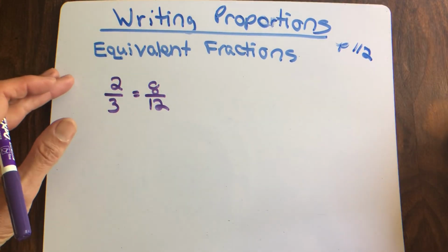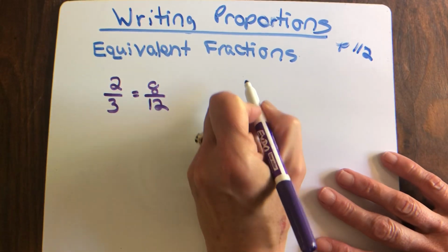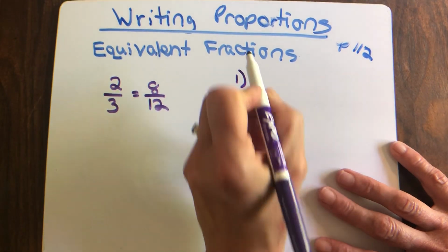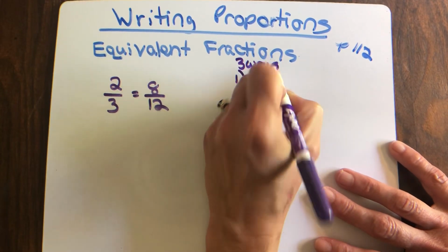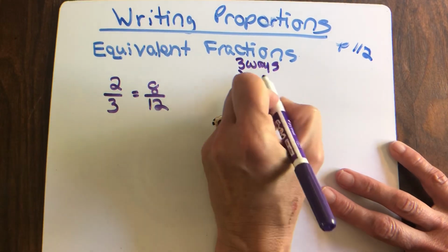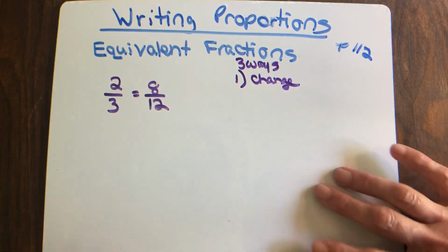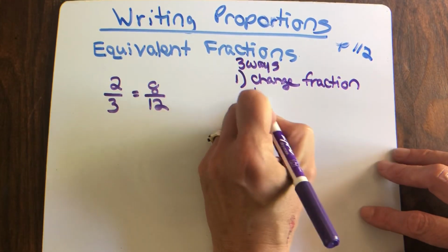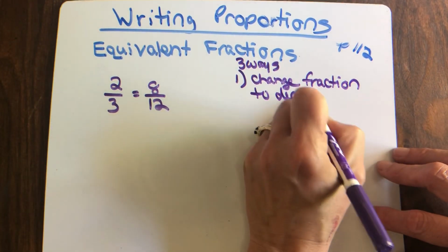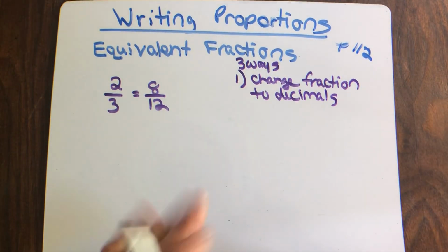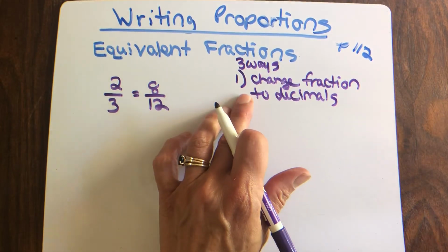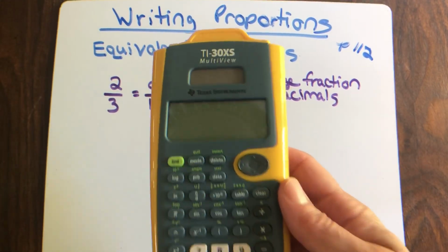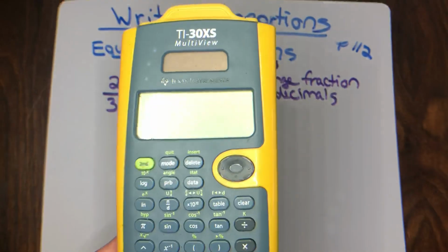Now, your book is talking about cross products, but I want to show you 3 different ways to determine if they're equal. I almost always just stick with changing the fraction to a decimal, because if you're taking the HiSET math, you're going to have a calculator, and it's just so easy to do. Then you can compare decimals, which is super easy, and you don't have to worry about it. So we can change fractions to decimals. If you'll get your calculator out.